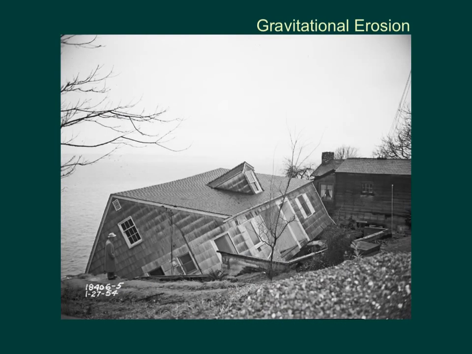This is an example of gravitational erosion. What happened here is that someone built a house on the edge of a cliff. Slowly that cliff degraded, and eventually it fell. The house's water pipes and sewage pipes probably helped this process.